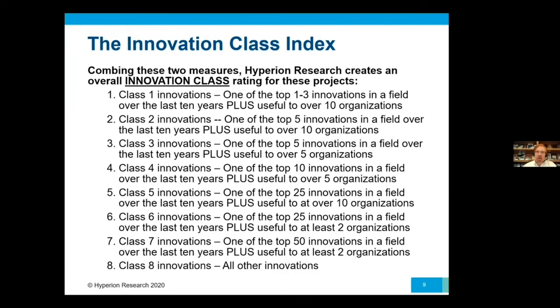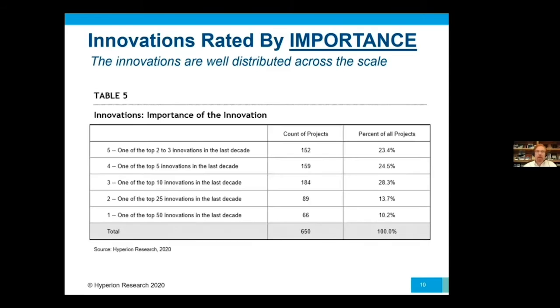So we combine those two scales into our class index. And we actually have 8 different levels. A class 1 innovation would be one of the top 1 to 3 innovations in a specific field in the last 10 years, plus it's useful to 10 or more organizations. For example, a class 5 innovation would be one of the top 25 in a field and is useful to over 10. And you can see the scale here.